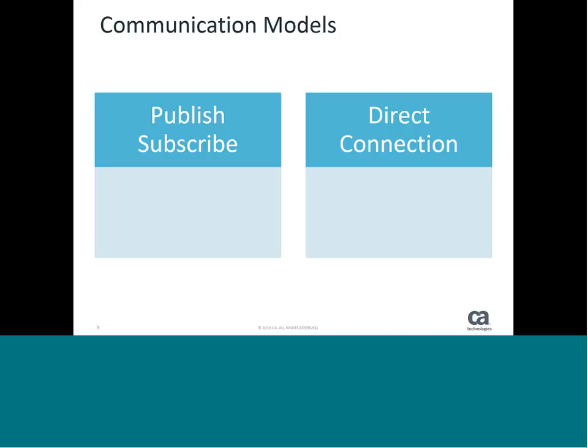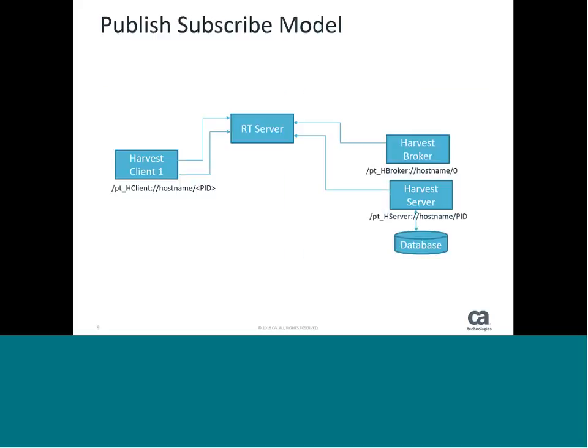First is the publish-subscribe model, and second is the direct connection model. This direct connection model is a mix of publish-subscribe plus peer-to-peer communication, and the latter one we use in a few transactions where we transfer the blob data inside Harvest. So if we look at the publish-subscribe model, what happens in Harvest, let's start with an example. Let's say there is a user who is using Workbench, and he wants to list all the packages that he has in his development state.